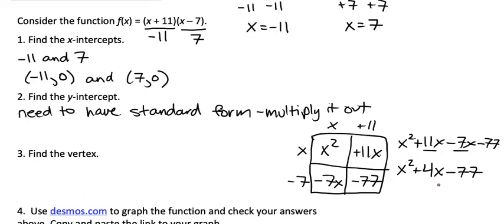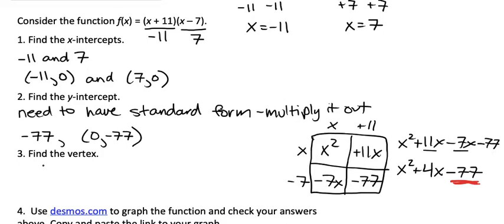And the y-intercept, once we have it in standard form, is always the number that is by itself. So in this case, the y-intercept is negative 77. Or if we want to write that in coordinate form, it would be 0, comma, negative 77. Negative 77 would be the y-coordinate.